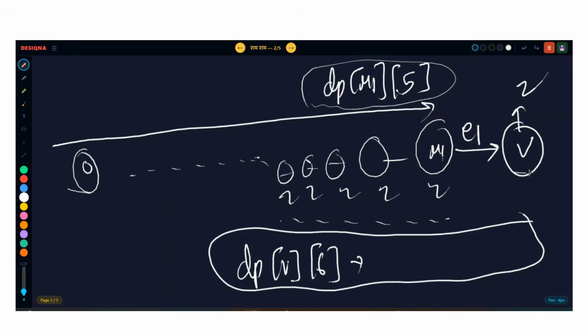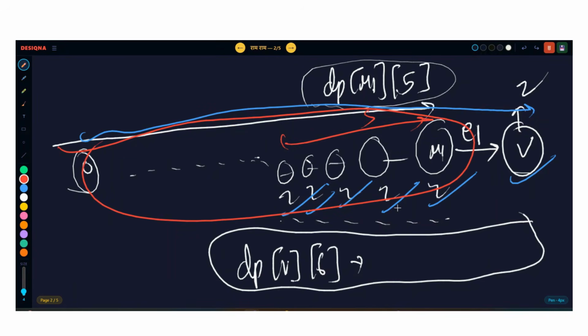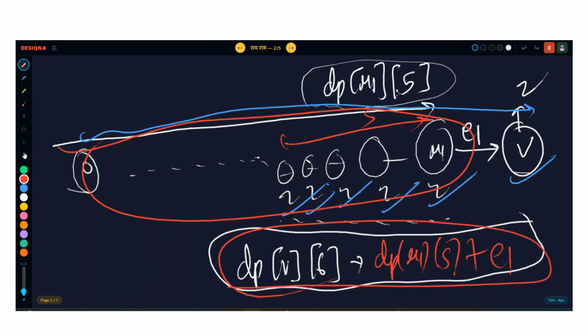If you want to go from node 0 to node v such that the last 6 nodes are z, what is the answer? This is nothing but the same as the best answer to go from 0 to u1 such that the last 5 nodes are z, which is dp[u1][5] plus going from u1 to v, cost e1. So dp[v][6] is this. Now because you know all this, we can write the final formula in our code.